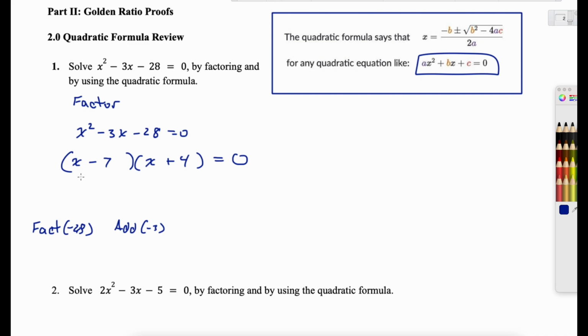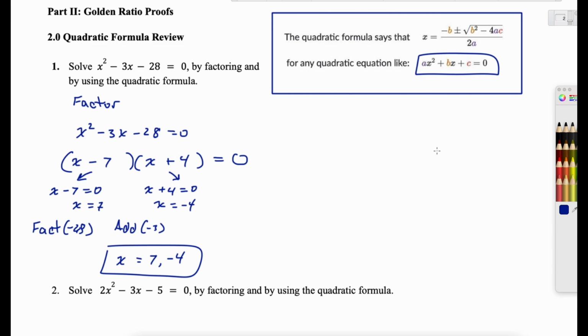Now, if we use the multiplicative property of 0, what value of x gives us 0 in this quantity? Because 0 times anything is 0. If you're not sure, just set each quantity equal to 0 and solve. So we get 7, and for this one we get negative 4. So those are our answers. It's going to be 7 and negative 4. Okay, that was factoring. Let's take a look at the quadratic formula.